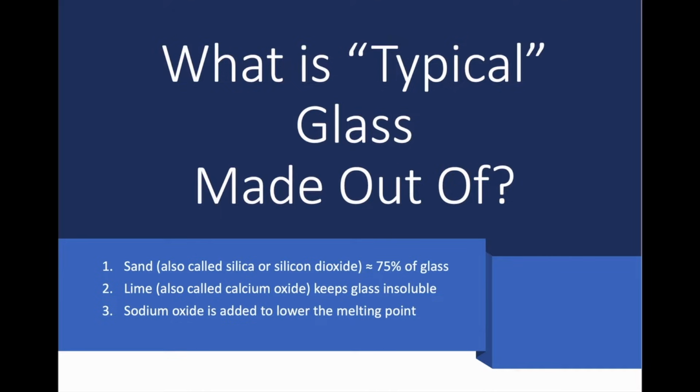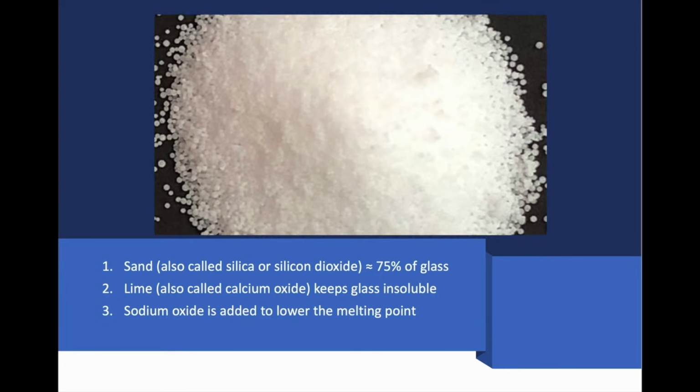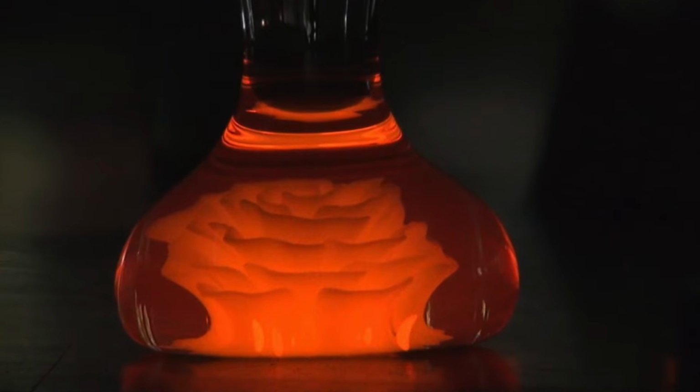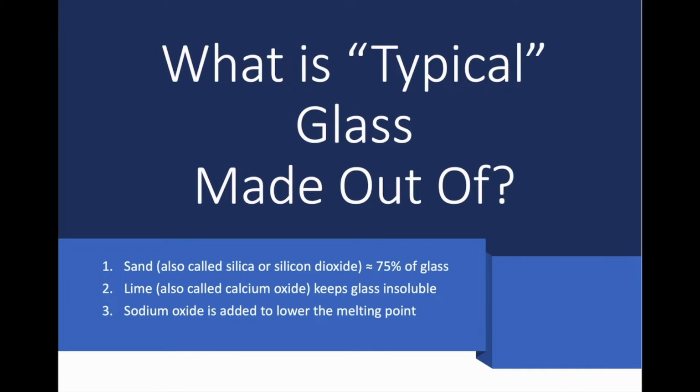And then sodium oxide is added in order to lower the melting point. Why? Well, because glass has to be heated to a very high degree in order to melt them all together, and then put out in sheets and then cool down. Well, sodium oxide lowers the melting point so that way it doesn't have to be heated to such a high degree. And of course, there can be other ingredients added to make different kinds of glass, but these are generally the three main ingredients that you'll find in most of the glass out there.